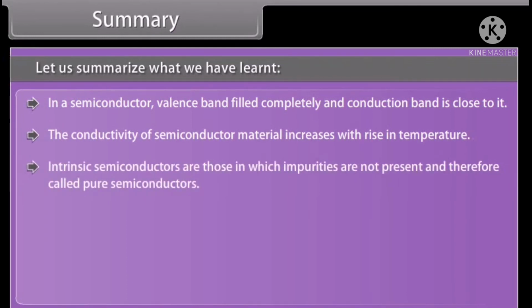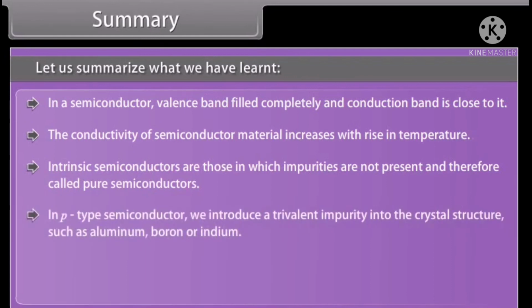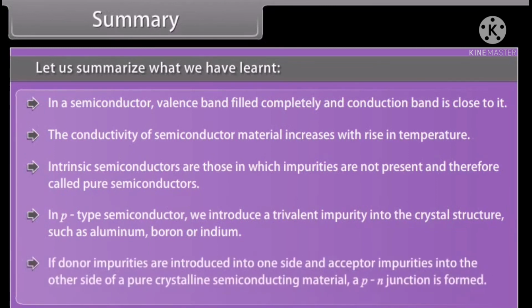Intrinsic semiconductors are those in which impurities are not present and are therefore called pure semiconductors. In a p-type semiconductor, we introduce a trivalent impurity to the crystal structure, such as aluminium, boron or indium. If donor impurities are introduced into one side and acceptor impurities into the other side of a pure crystalline semiconducting material, a p-n junction is formed.